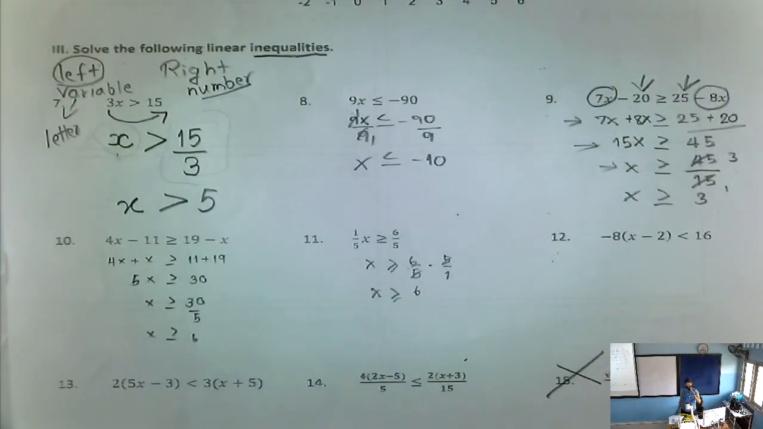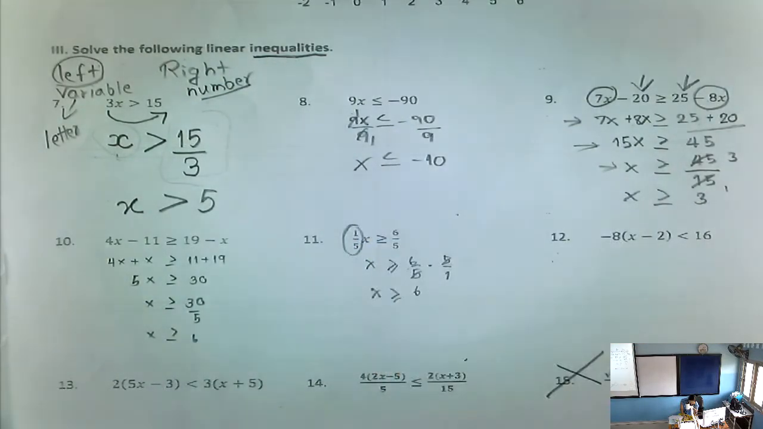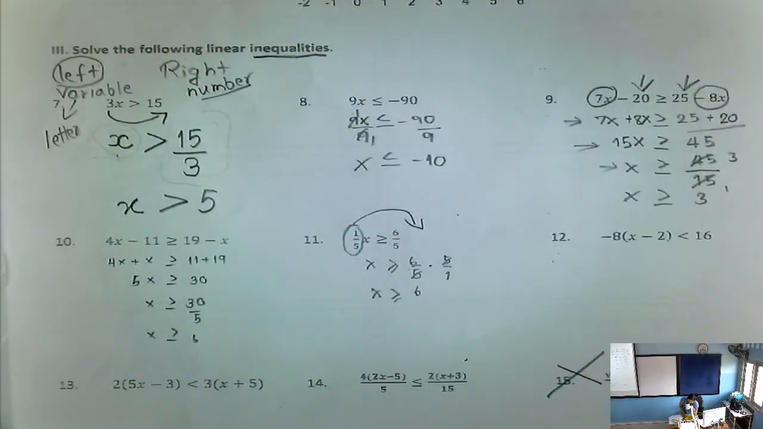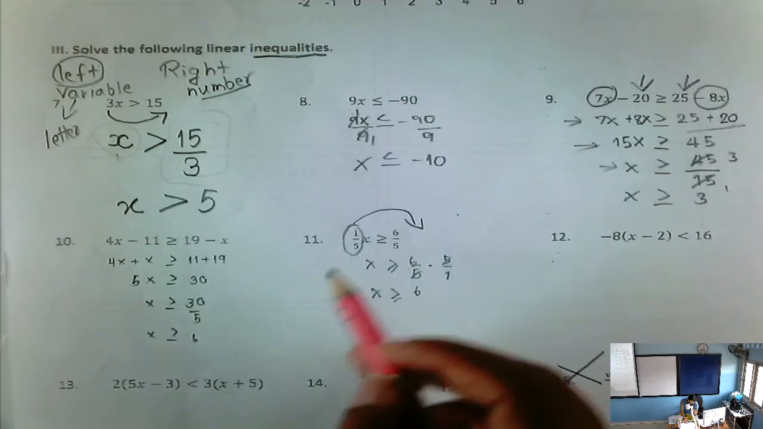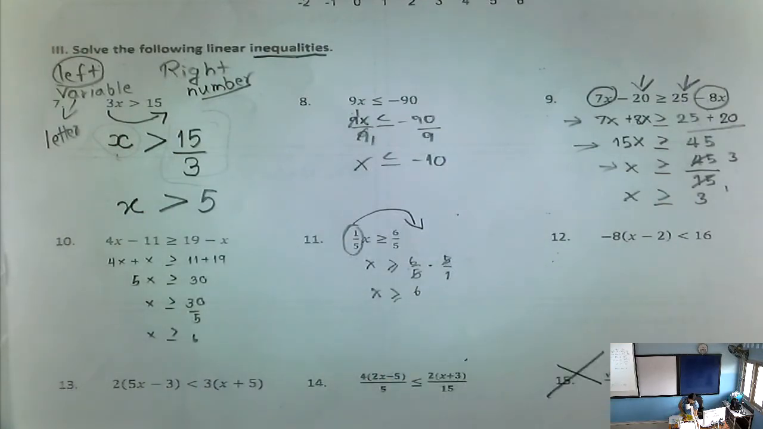You understand number 11, right? This is 1 by 5 is a number we change to right side. So if it is 1 by 5, that means like x is divided by 5. So when you go to the right side, it is multiplied by 5.